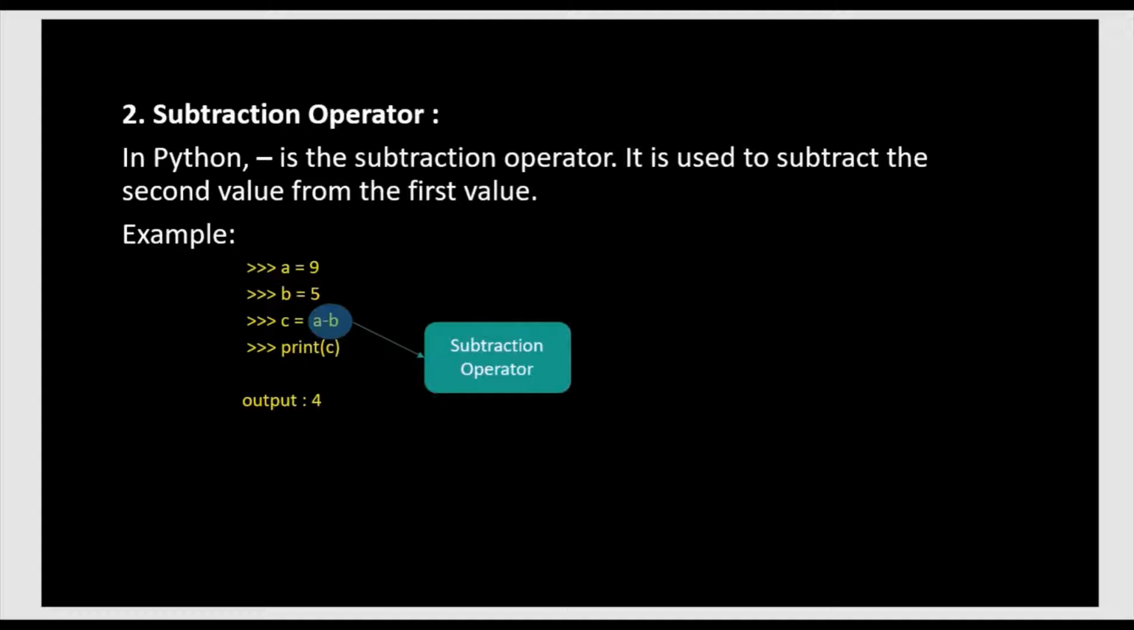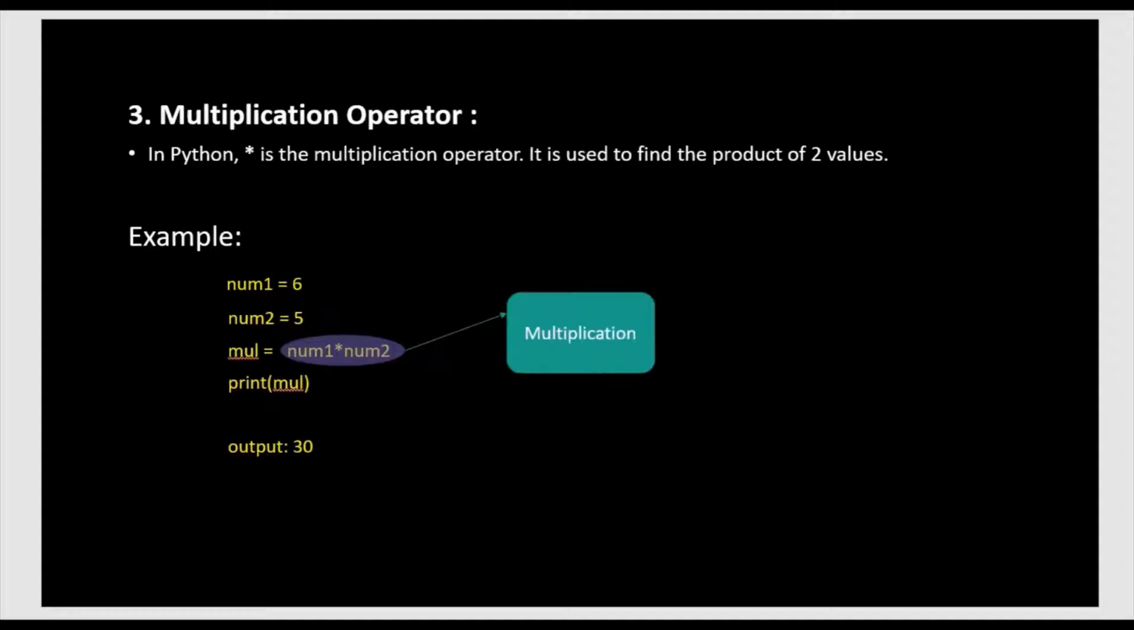The next operation is the subtraction operator. These are the basic operations you learn in the first and second classes, like addition, subtraction, multiplication. But here these operations work in code. The example is a equals 9, b equals 5, c equals a minus b, and print c gives 4. This is a minus b, a subtraction operation.